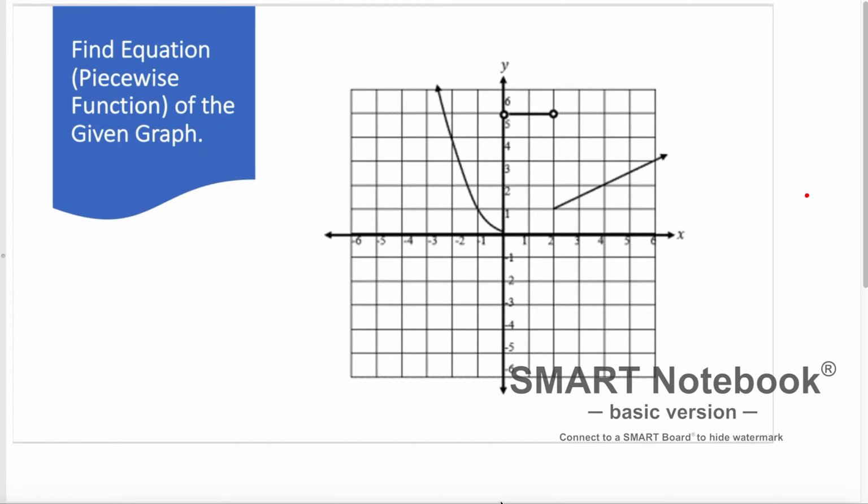Find the piecewise function equation of the given graph. So we have this graph here, and we want to find a piecewise function equation. If you look here in the domain, this is a quadratic function in the domain from minus infinity to 0, so including 0.